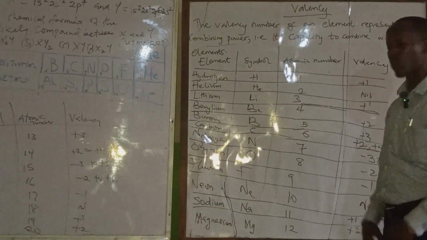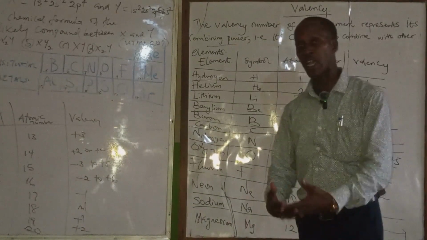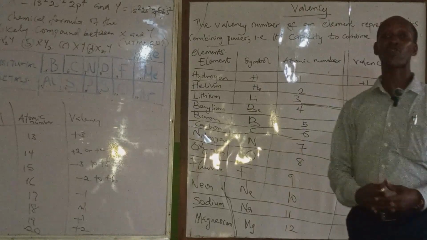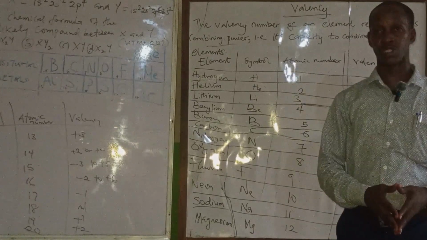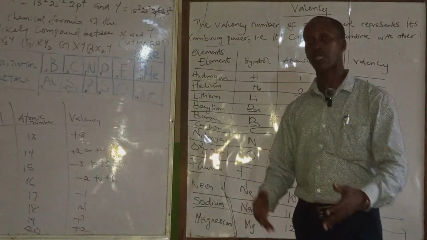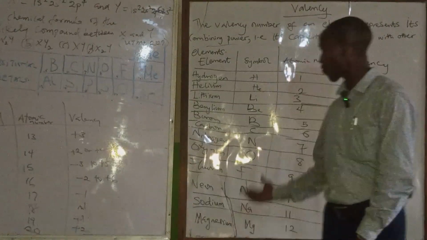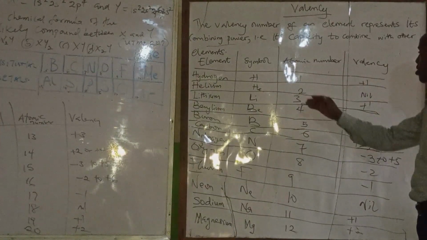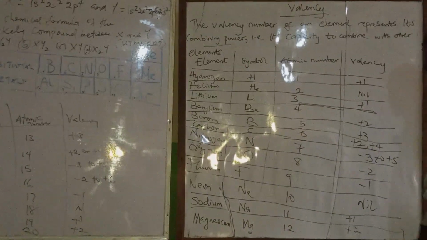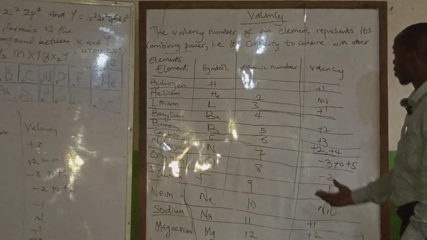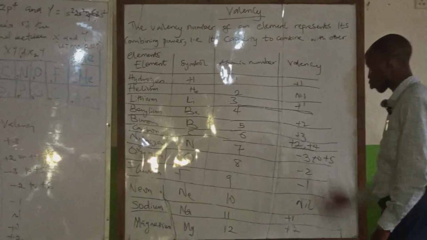Valency is the combining power of an element. That means the ability of the element to combine with another element has to do with its charge. So you can say valency is the charge of an element. Take for example, here we have elements, symbols, atomic numbers, and their valencies. We have hydrogen, valency of +1. We have helium, neon, and so on.